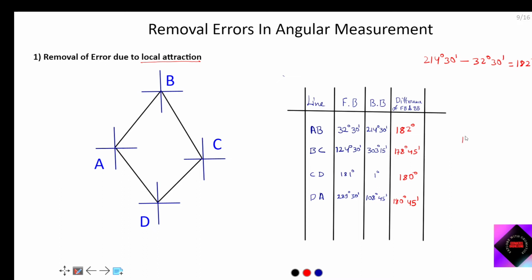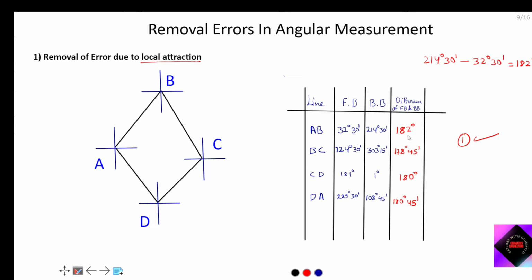The first step is create the table of your bearings, fore bearing and back bearing, and then calculate out the differences. So your first step is done. Once you have completed your first step, that is the difference of fore bearing and back bearings is calculated out. Now check whether the readings are right or wrong.